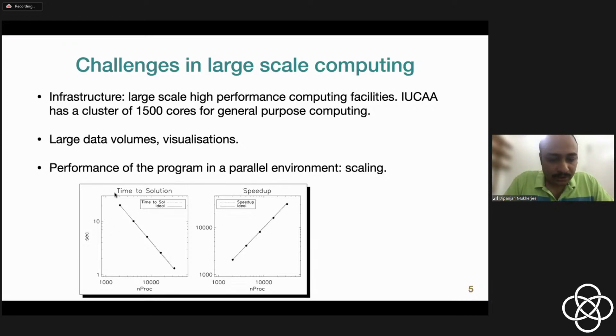Let us look at the left-hand side plot. This is a speed-up plot, and this is the time to solution. The y-axis tells you the time required, and the x-axis is the number of processors. You can see this is almost a power law scaling, and this is very close to the ideal scaling. So as you increase the number of processors, your time to solution keeps on decreasing.